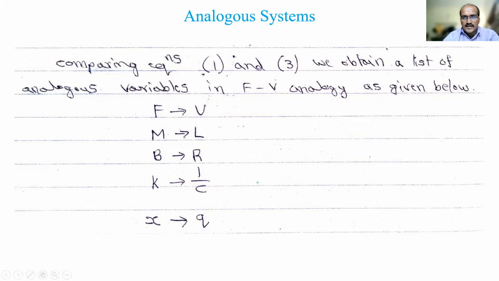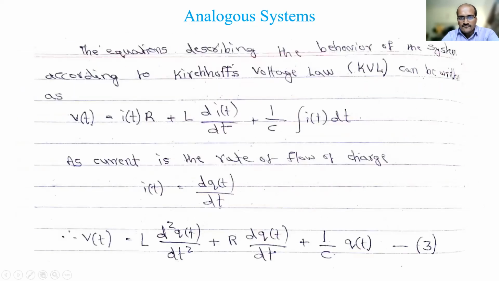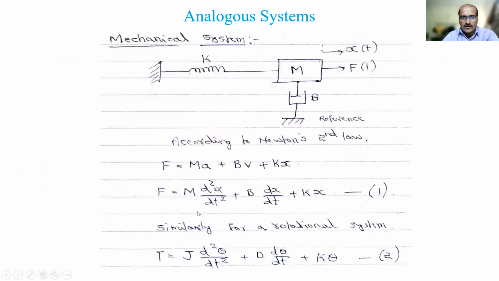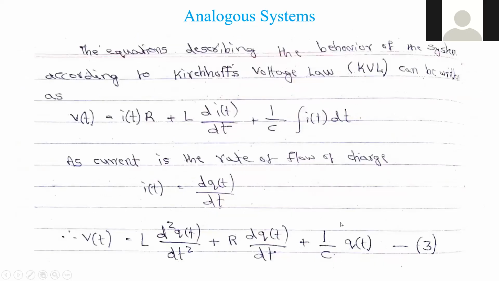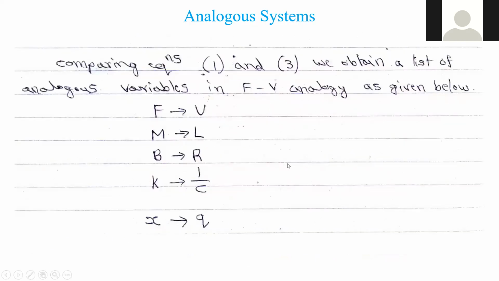Okay, so that's the idea here. Just to repeat, this is the equation 1 you got, with the d square x by dt square, and this one I will compare with equation 3. Then you will get that force is analogous to voltage. So in the FV analogy, we say force is analogous to voltage, right? Now we are getting the remaining parameters also.